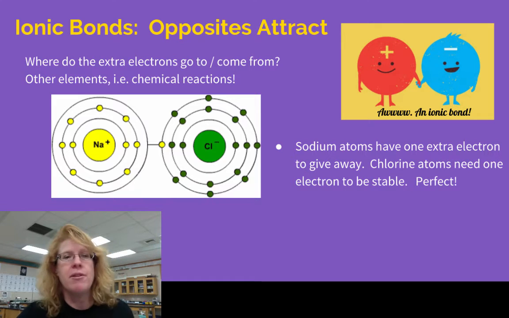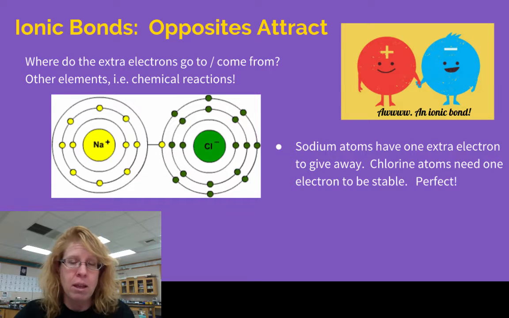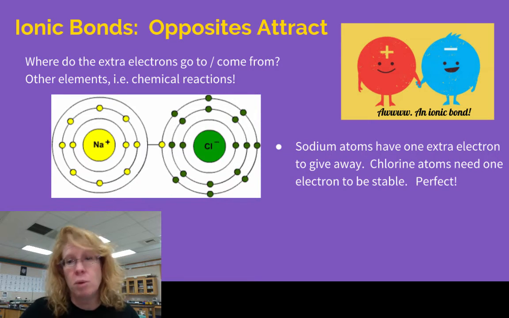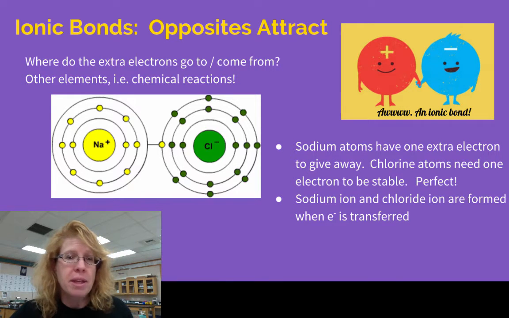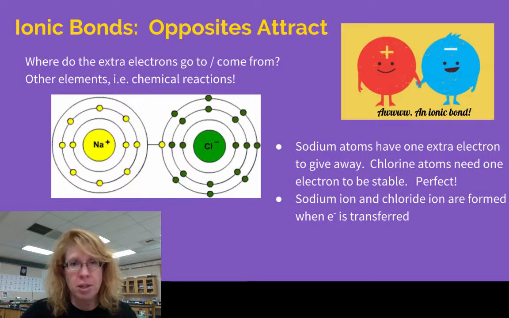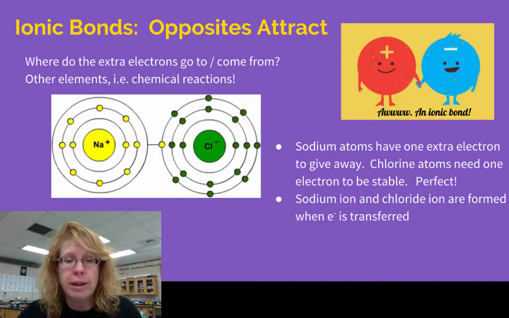And so how do we figure out the formulas from these things? A couple of things. Number one, if you know how many electrons they have to give and take, it can help you understand how these bonds are formed. In this particular case, it's perfect because sodium has 1 and chlorine needs 1. So it's a perfect example of a 1-to-1. These two ions get formed as soon as that electron gets transferred. As soon as sodium gives away its electron, it becomes sodium ion. As soon as chlorine gains an electron, it becomes chloride or chlorine ion.